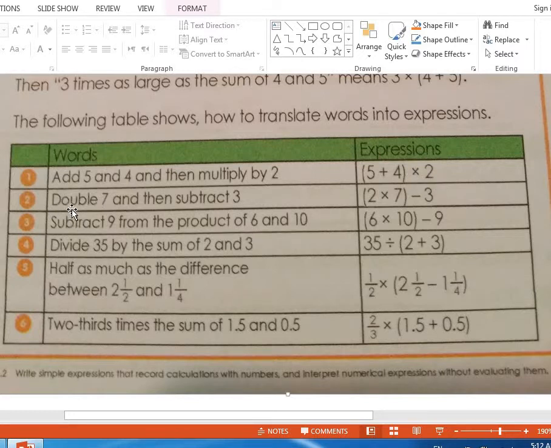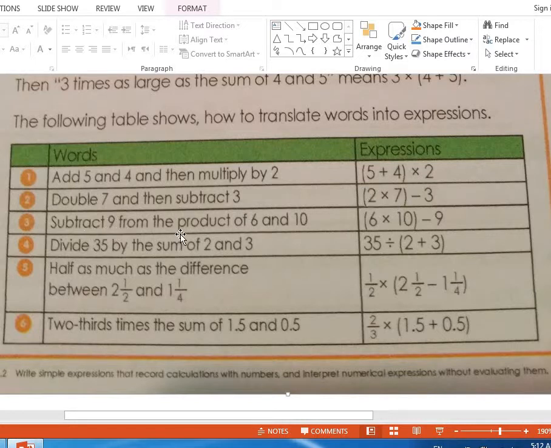Okay? Double 7 and then subtract 3. Double 7 means 7 is repeated how many times? 2 times. So I write 2 times 7. Minus, subtract, minus 3. The product of them minus 3. So I should put them in brackets.